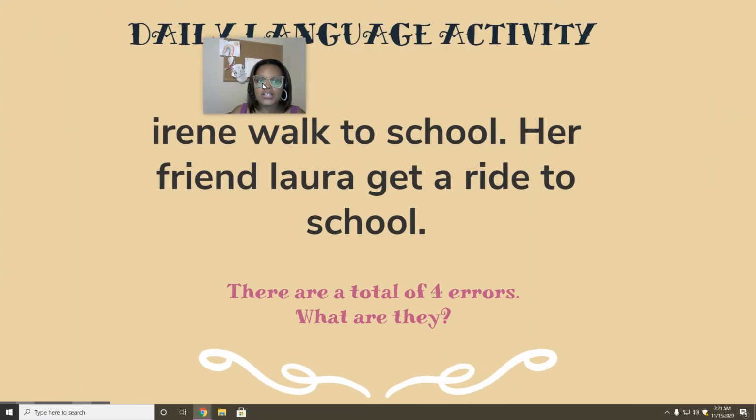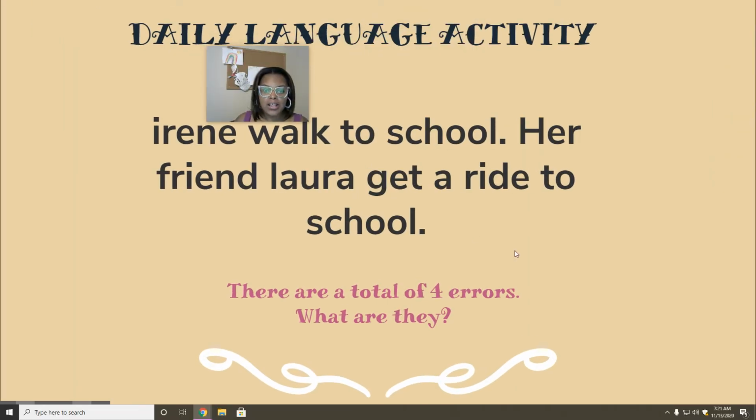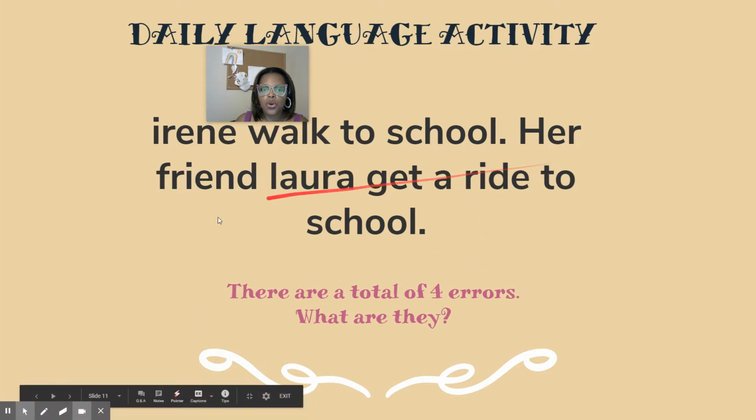So first, let's do our daily language activity. There are 4 errors in this sentence. What are they? Take a moment. Irene walked to school. Her friend Laura get a ride to school.